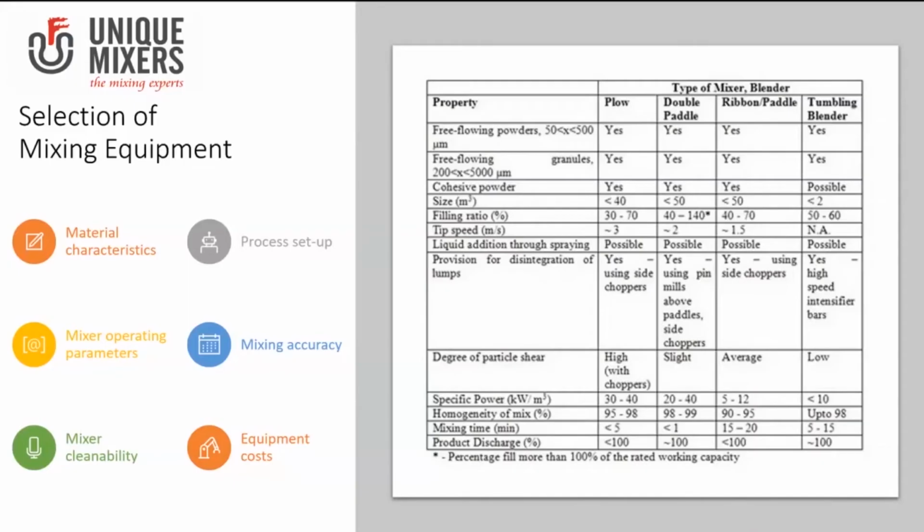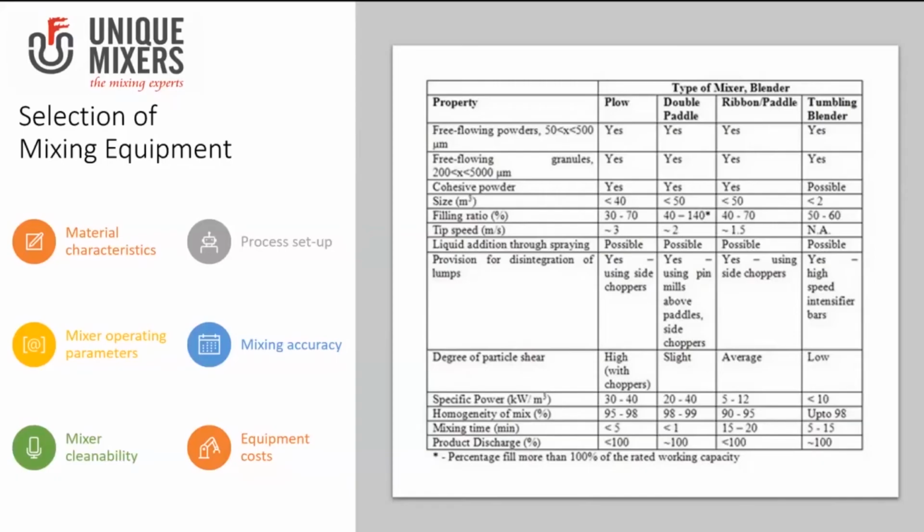We have a tabulation here where we are comparing the different kind of solid blending equipment and how we would make a choice on the solid blending equipment, the most suitable equipment, depending on the material characteristics, such as whether they are free flowing, cohesive, depending on the size of the mixer, depending on the tip speed, which is one of the operational parameters, the critical operational parameters.